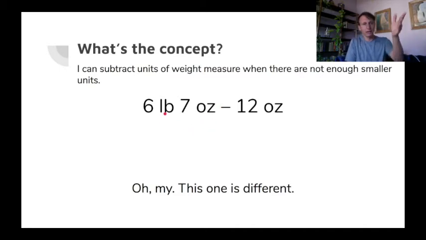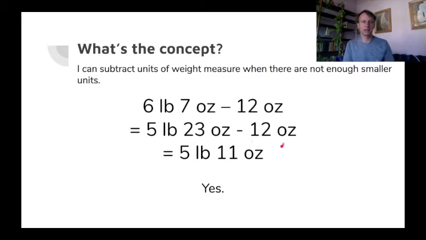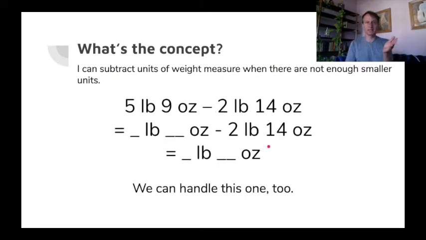We all do it. All right, so I'm going to leave 5 of those pounds alone, and take one of them and decompose it as 16 ounces with the 7 ounces already present. 16 plus 7 is 23. So that would be 5 pounds, 23 ounces. Now I can subtract the 12 quite easily, right? That leaves 5 pounds, and 23 minus 12 is 11. 5 pounds, 11 ounces. See how this works? Great. Same thing that we were doing with all the other regroupings.